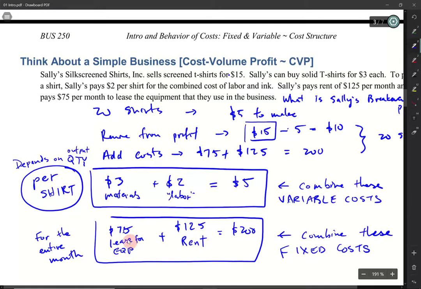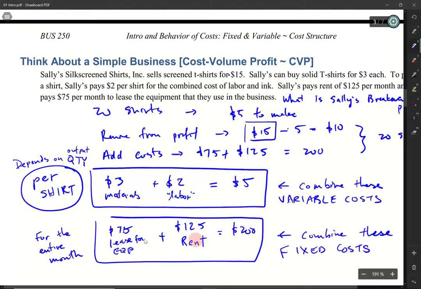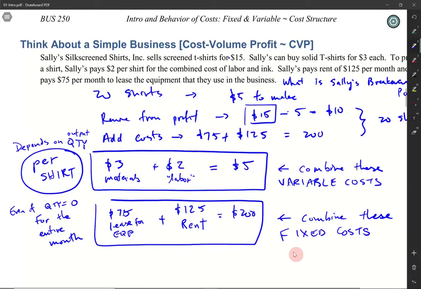And so whether you make a shirt, whether you use equipment or not, you signed that and you have an obligation to pay it, right? So even if you sell zero, you still have to make those payments. The payments that behave that way are your fixed costs. Even if quantity equals zero, you have to pay it. So that's how you identify a fixed cost. Does that make sense? Okay, good.